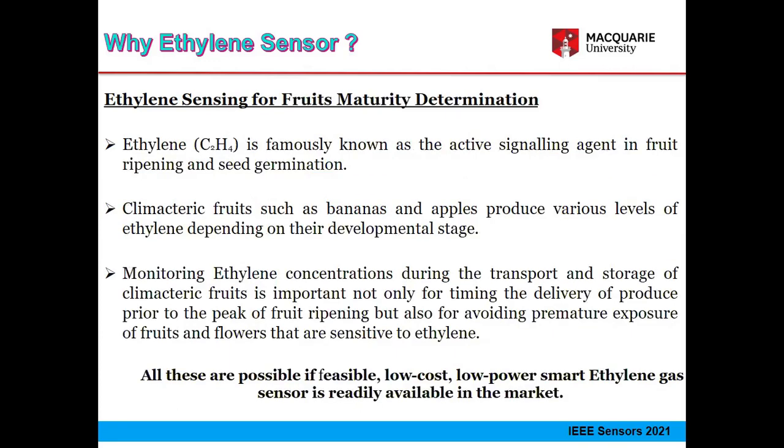Ethylene sensors can be used for fruit maturity determination. Ethylene is famously known as the active signaling agent in fruit ripening and seed germination. Climacteric fruits such as bananas and apples produce various levels of ethylene depending on their developmental stage.